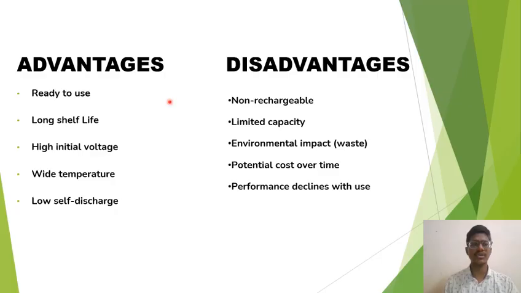Next, when we discuss the advantages of a primary cell battery, these are ready to be used and have a long shelf life, high initial voltage, wide temperature range, and low self discharge. When we discuss the disadvantages of a primary cell battery, these are non-rechargeable. They have limited capacity and environmental impact, potential cost over time, and performance declines with use, which means these batteries have lower performance as we keep using them over time.